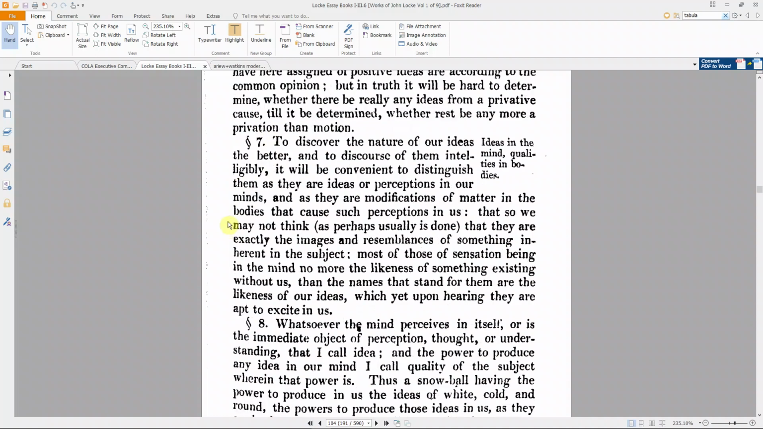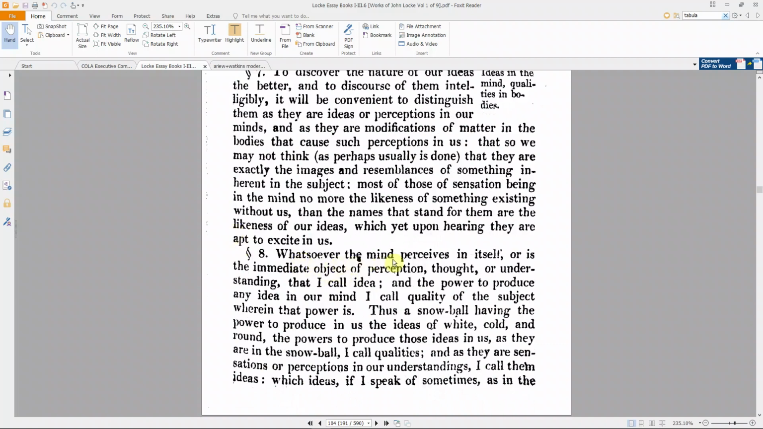And so then Locke goes on to say here in section 8, whatsoever the mind perceives in itself, or is the immediate object of perception, thought, or understanding, that I call idea. And the power to produce any idea in our mind, I call quality of the subject wherein that power is. Thus, a snowball having the power to produce in us the ideas of white, cold, and round, the powers to produce those ideas in us as they are in the snowball, I call qualities. And as they are sensations or perceptions in our understandings, I call them ideas.